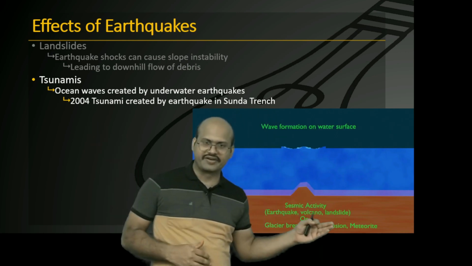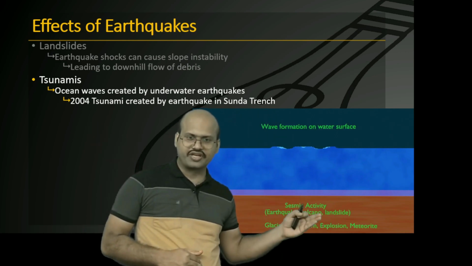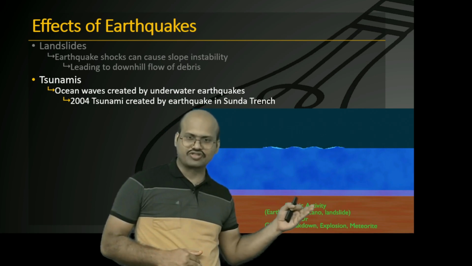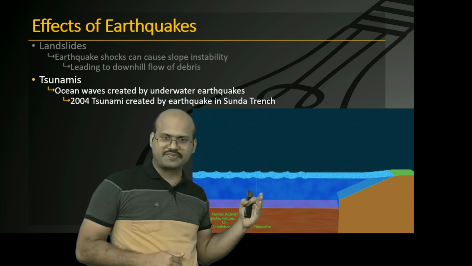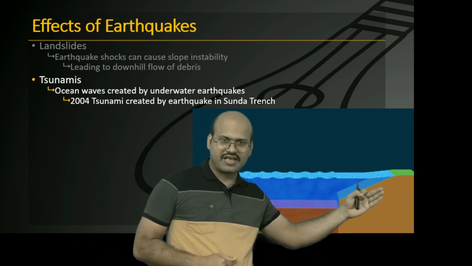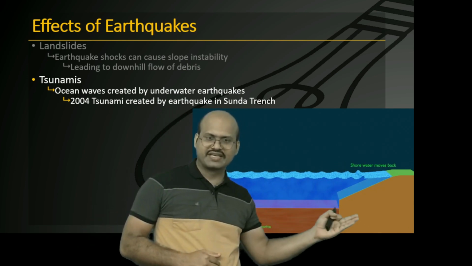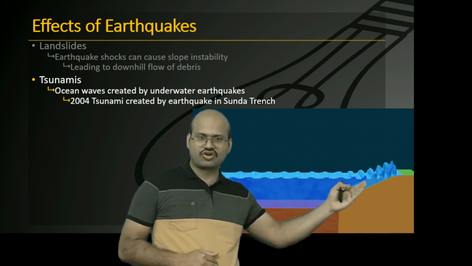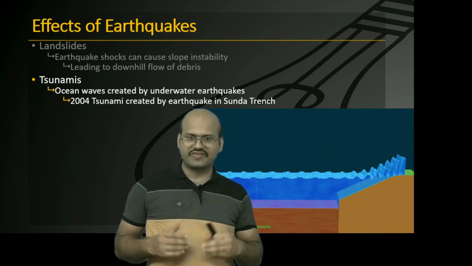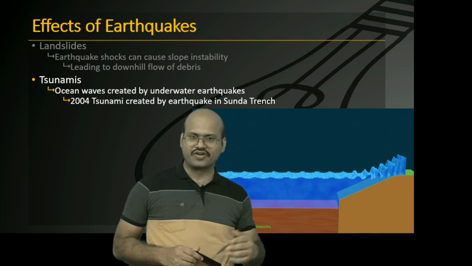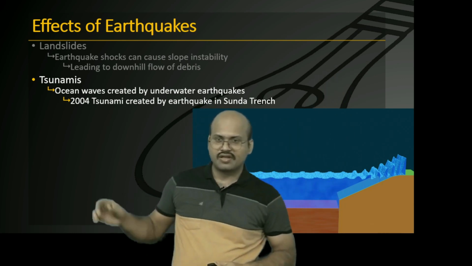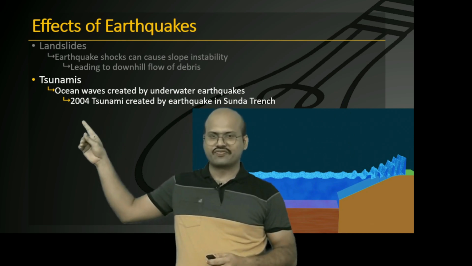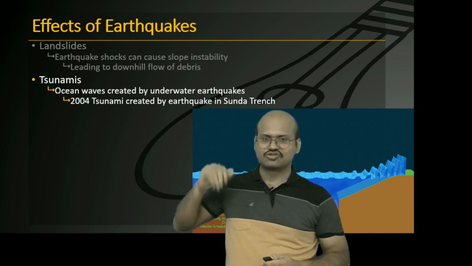Tsunamis are created by earthquakes in the oceanic floor. These earthquakes in the ocean floor create waves on the surface. These waves travel at a very high speed towards the coastal region, and when they reach the coastal region, their height increases. This is called a tsunami. We have discussed tsunamis in great detail in another video, the link for which should be available over here. The tsunami of 2004 was created by an earthquake in the Sunda Trench.